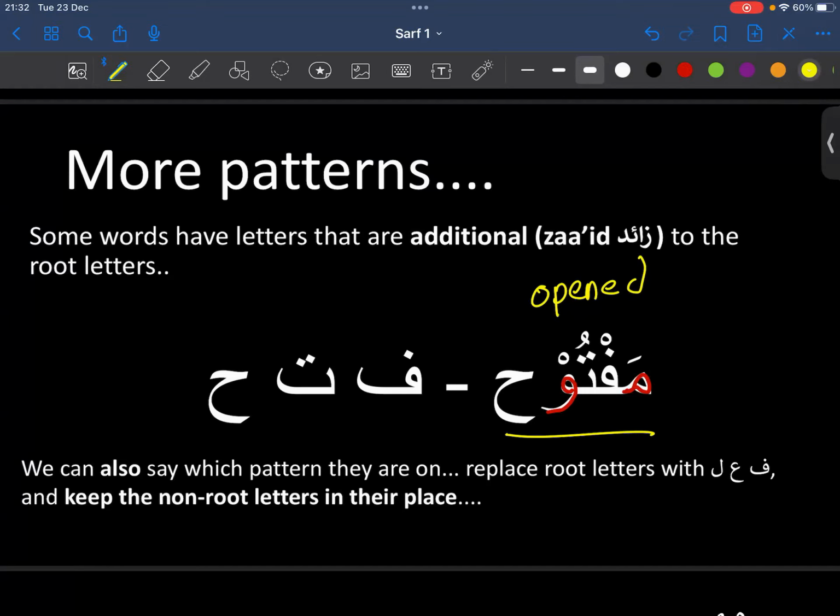So the meem is not a root letter, so it stays where it is, ma. The fa is a root letter, so we replace the fa with another fa, a different fa. The ta is the middle root letter, the second root letter, so we're replacing it with an ayn. The waw is the extra letter, so it stays where it is. And the ha is the last root letter, so you replace it with lam. Maf'ul. So you can say the word maftuh is on the pattern of maf'ul.